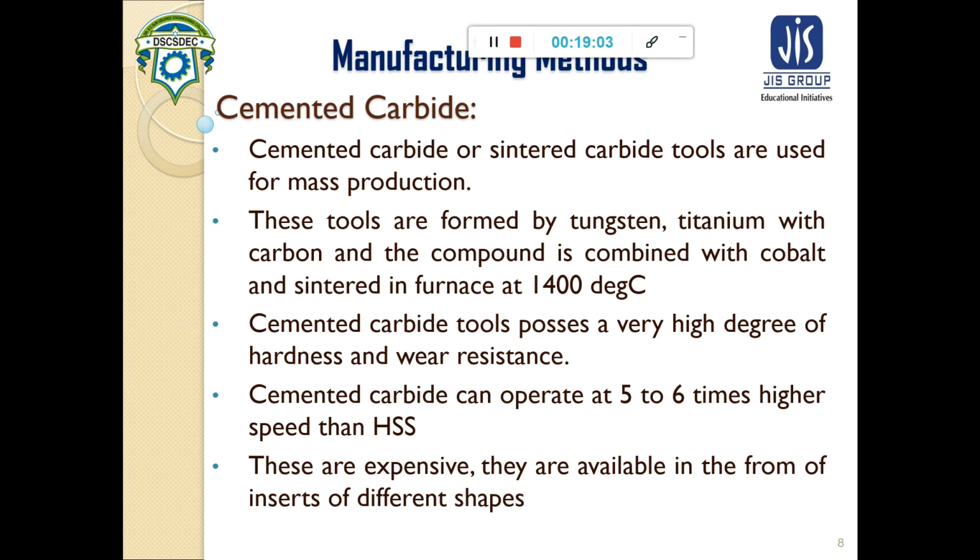In the insert form, only that rake surface and cutting point are made, and that insert is inserted into a shank. That shank is mainly made of plain carbon steel, and these inserts are inserted in that plain carbon steel shank, and they create a cutting tool that can be used for machining. This is the cemented carbide.